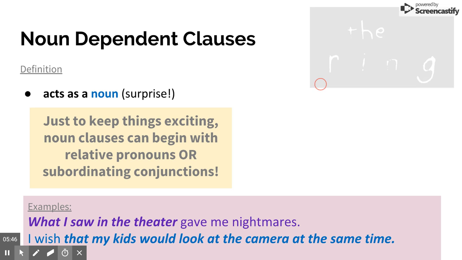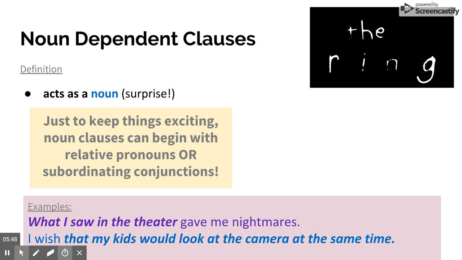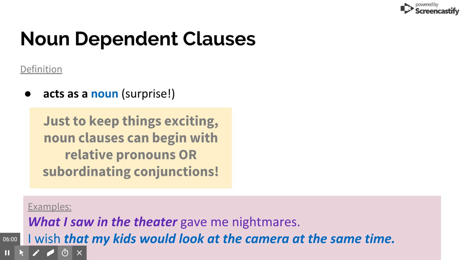What I saw in the theater is the subject, gave is the predicate, and if you're paying attention, nightmares is the direct object and me is the indirect object. Now, all I have to say about the ring is that I slept with a blanket draped over the TV in my room for a solid month.